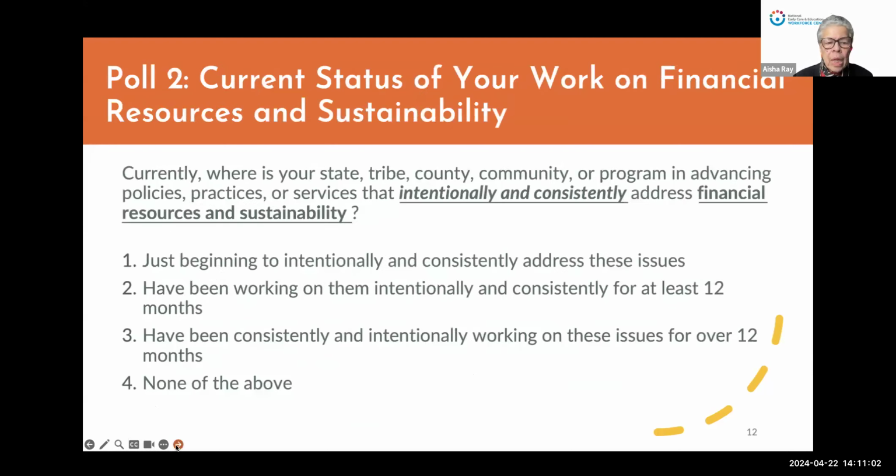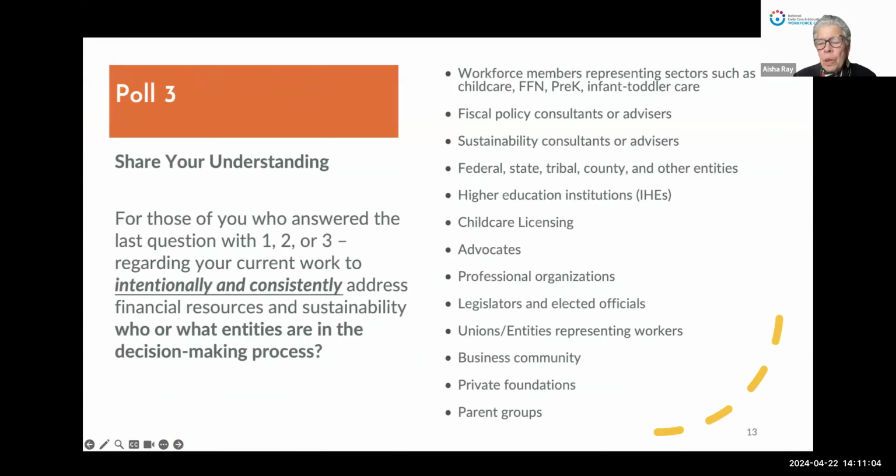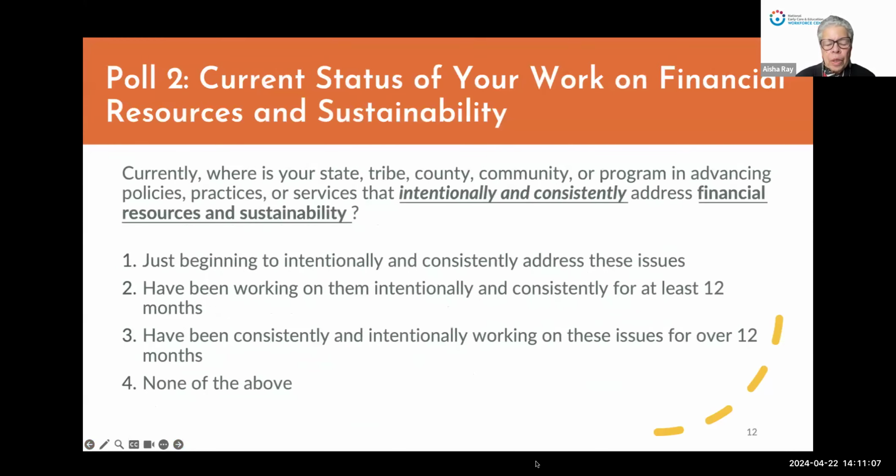Next slide, please. So let's take a poll. We use these polls to be more interactive, and so let me ask you this one. Regarding the current status of your work on financial resources and sustainability, where is your state, tribe, county, community, or program in advancing policies, practices, or services that intentionally address financial resources and sustainability? Are you just beginning to do this? Have you been doing it for at least 12 months? Have you been consistently doing this over 12 months, or none of the above? So take a moment to add your thoughts to this poll.